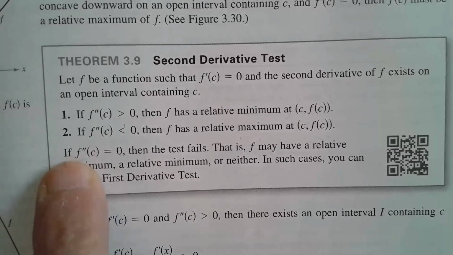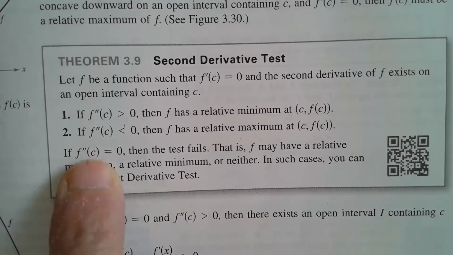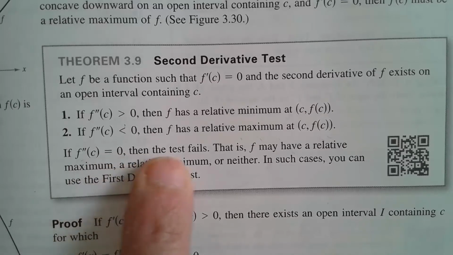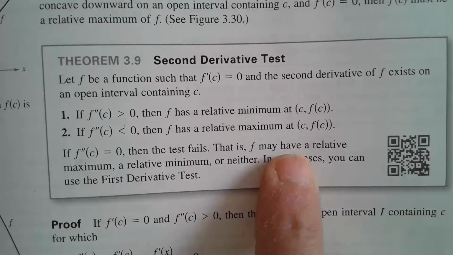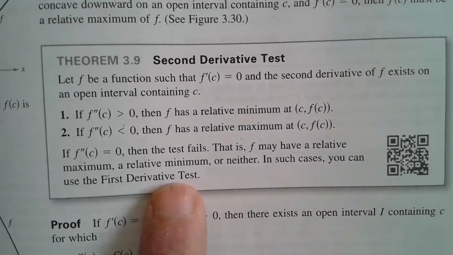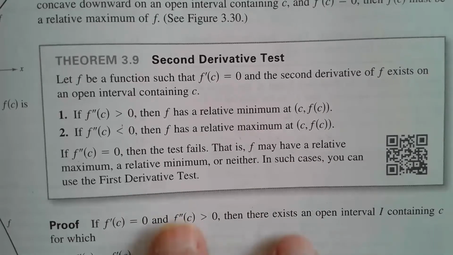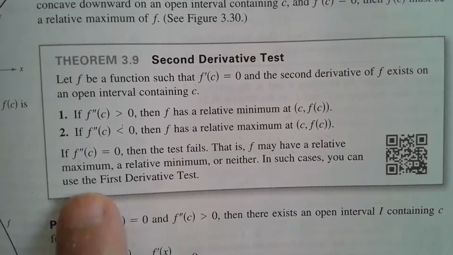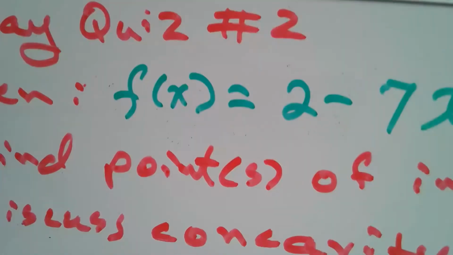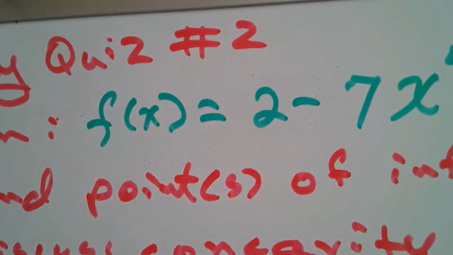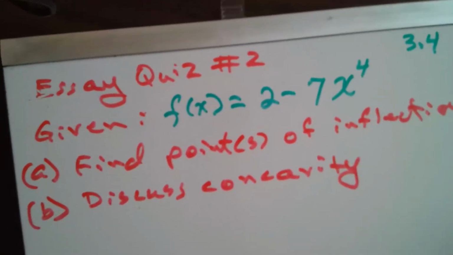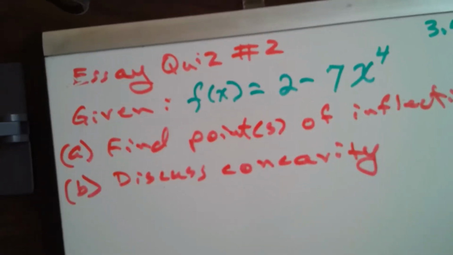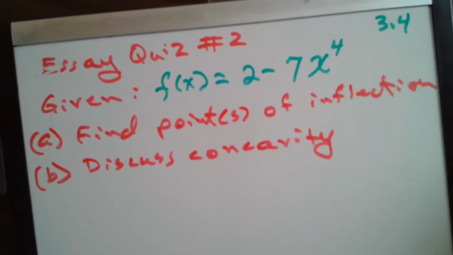Now this is the point that I want to emphasize here. If the second derivative equals 0, then the second derivative test fails, and there's no relative maximum or minimum, so we have to use a different means. So that's why I wanted to come up with this video to show what we do if the test fails. Alright, and so how can we find concavity from that point?